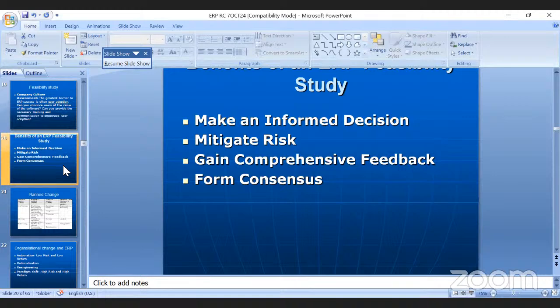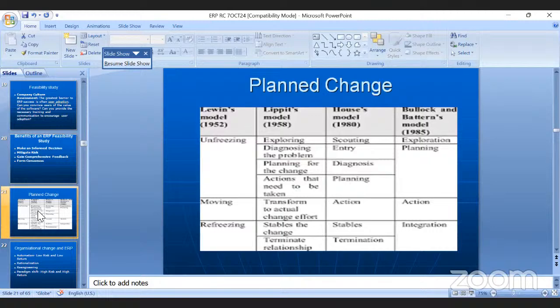And to mitigate some of the risks which are identified at the early level, these are the predictors, whatever risk you can forecast. And then gain comprehensive feedback and form consensus. In an organization, there are many democratic ways of coming to a consensus, and they use this and make a planned change. And this is Lewin's model of change: accepting the change, unfreezing.